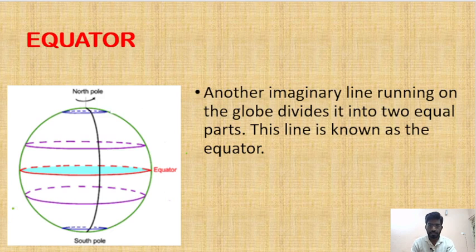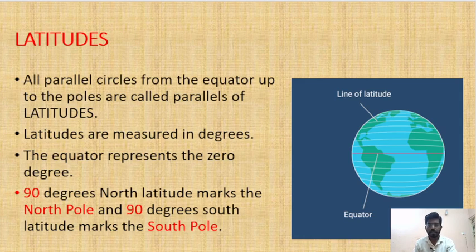If you observe this red line or red circle, it is passing through the center of the earth. The line which is passing through the center of the earth is called the equator. This equator divides the earth into two equal parts. The part which lies on the north side is called the northern hemisphere. The part which lies on the south side is called the southern hemisphere.